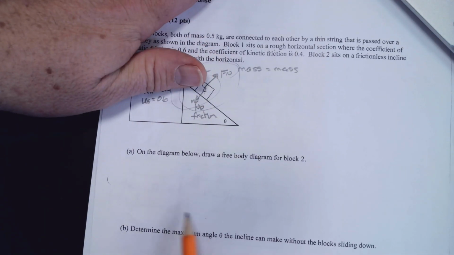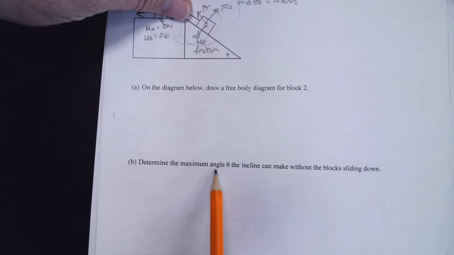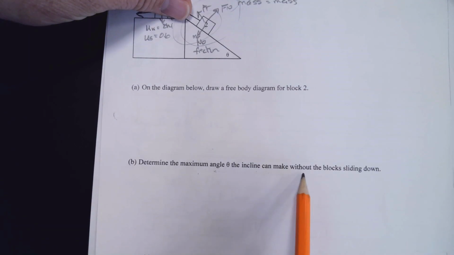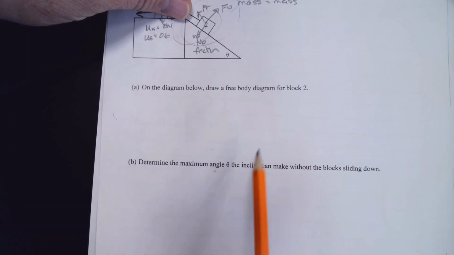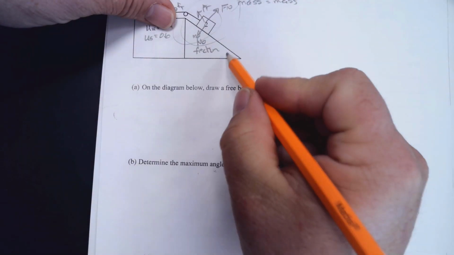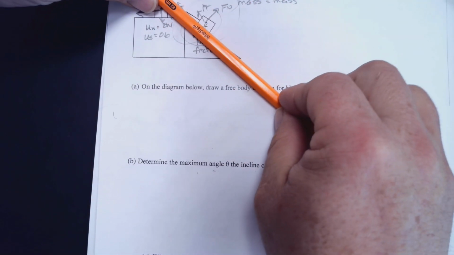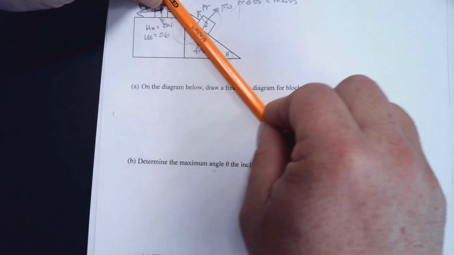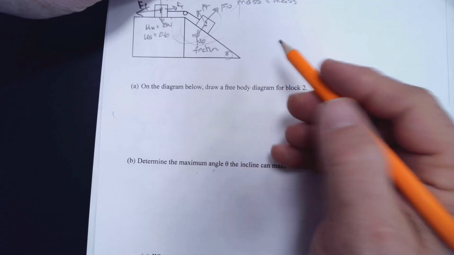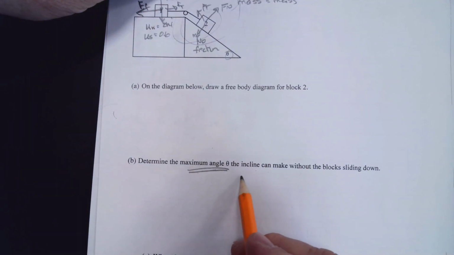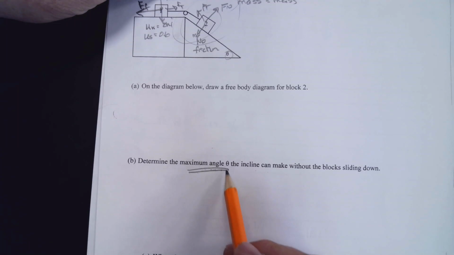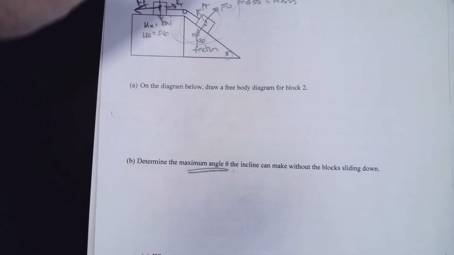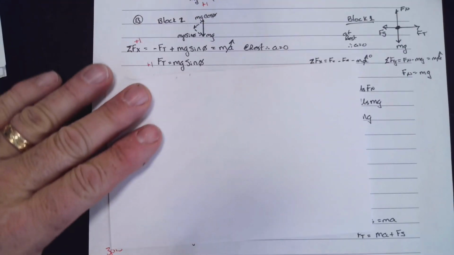B, determine the maximum angle the incline can make without the block sliding down. So they want to know this angle right here. If I keep moving it down like this and make it steeper and steeper, there's going to be more pulling on it. At what point does it actually move? So I need the math. They want to know, determine the angle. It's the math. So let's do that.